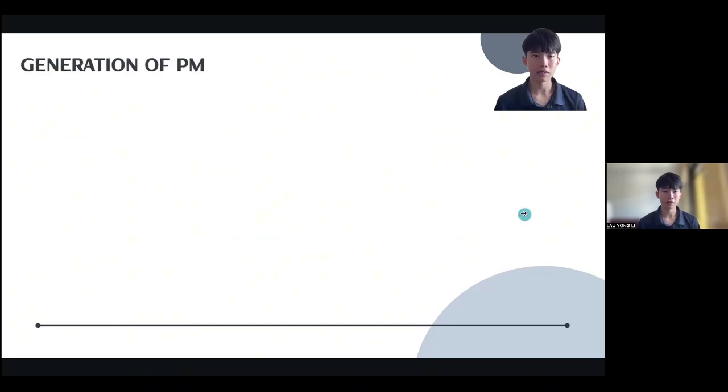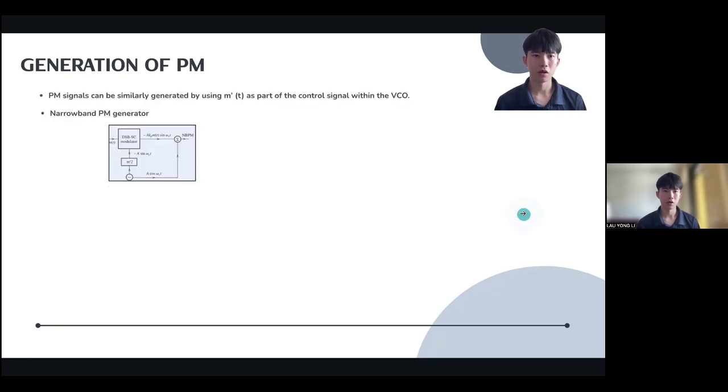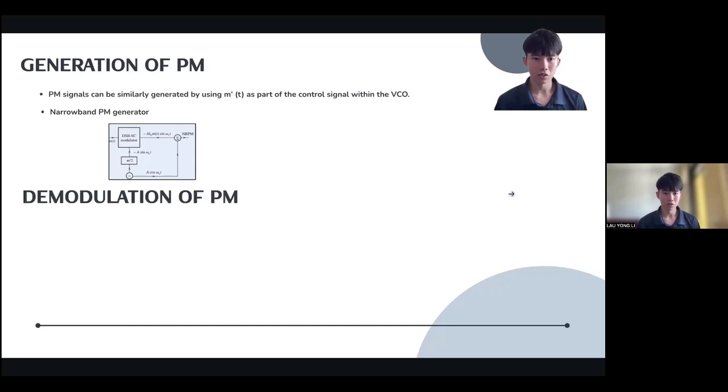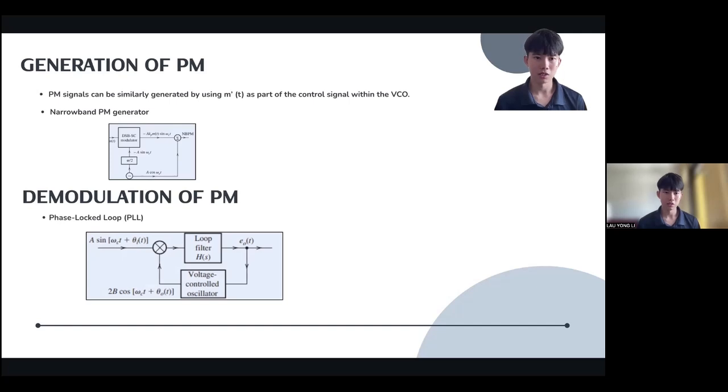There are several techniques to generate phase modulation. One way is by feeding the derivative of the message signal into the voltage controlled oscillator. Another way is by using a narrowband phase modulation generator. Phase modulation demodulation is done using a phase locked loop, or PLL.